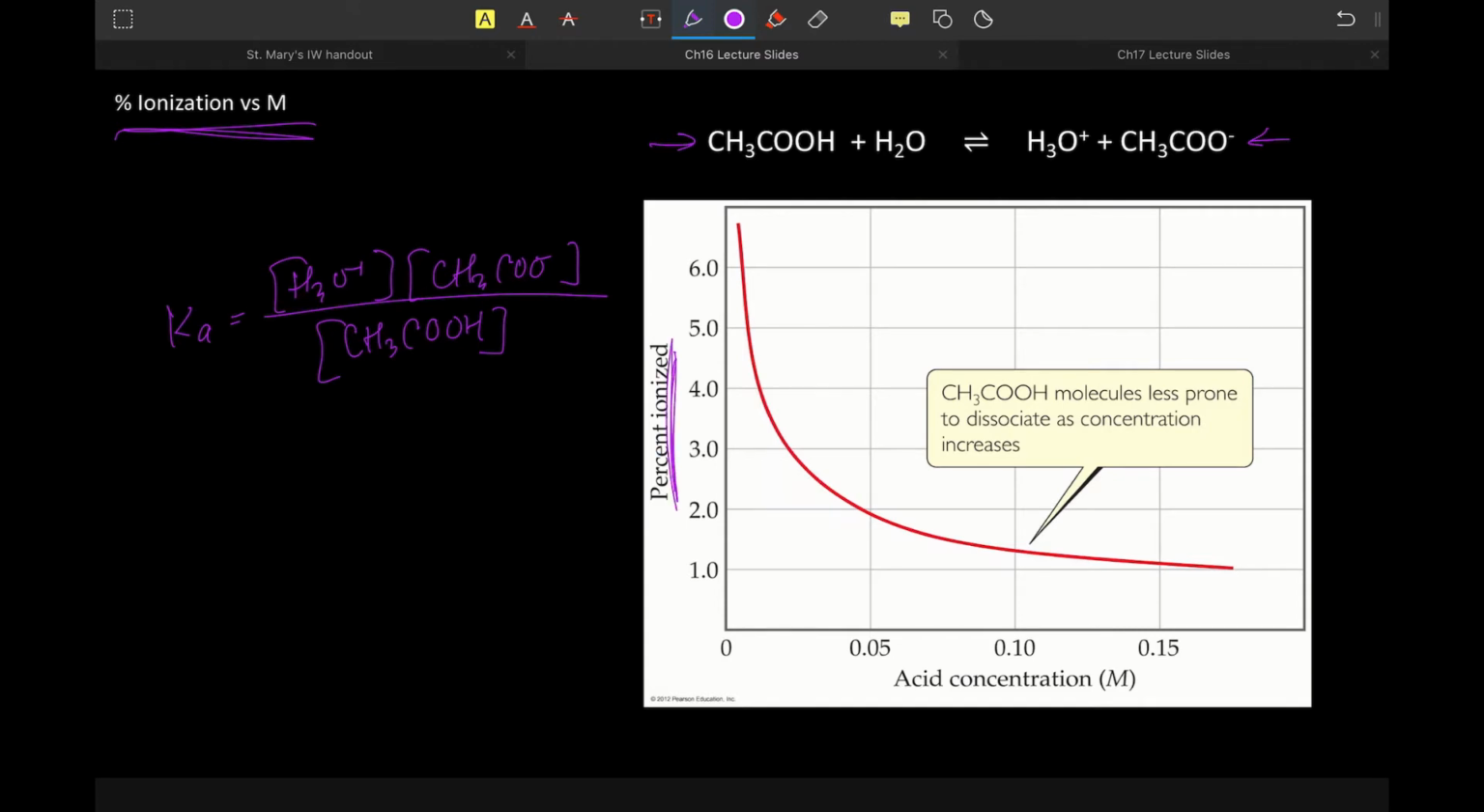we have a lot ionized. At relatively high molarities, less of it is ionized. We can look at this from a Q versus K perspective. For example, if we were going from 0.1 to 0.05, what we have really done, if we started with a 0.1 molar solution and cut it to 0.05, is dilute it in half. We are adding water.